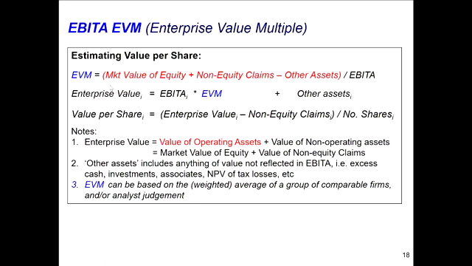When we have that total enterprise value, we deduct the non-equity claims of the company to get the net enterprise value attributable to shareholders, and then divide that enterprise value attributable to shareholders by the number of shares outstanding to get the value per share.